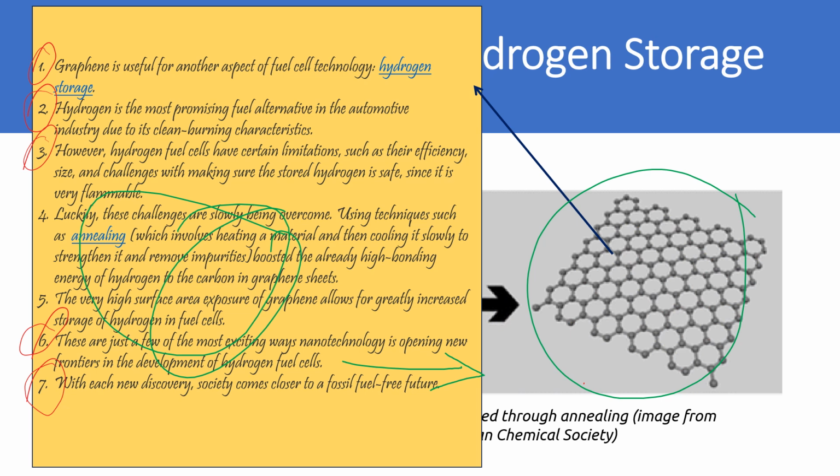And as we know, graphene is also used in other aspects of fuel cell energy storage applications. Hydrogen is the best performing fuel alternative in the automotive industry due to its clean burning characteristics, right? However, hydrogen fuel cells have certain limitations such as efficiency, size, and challenges with making sure that stored hydrogen is safe, since it is very flammable. These are just a few of the most exciting ways nanotechnology is opening a new frontier in the development of hydrogen fuel cells.